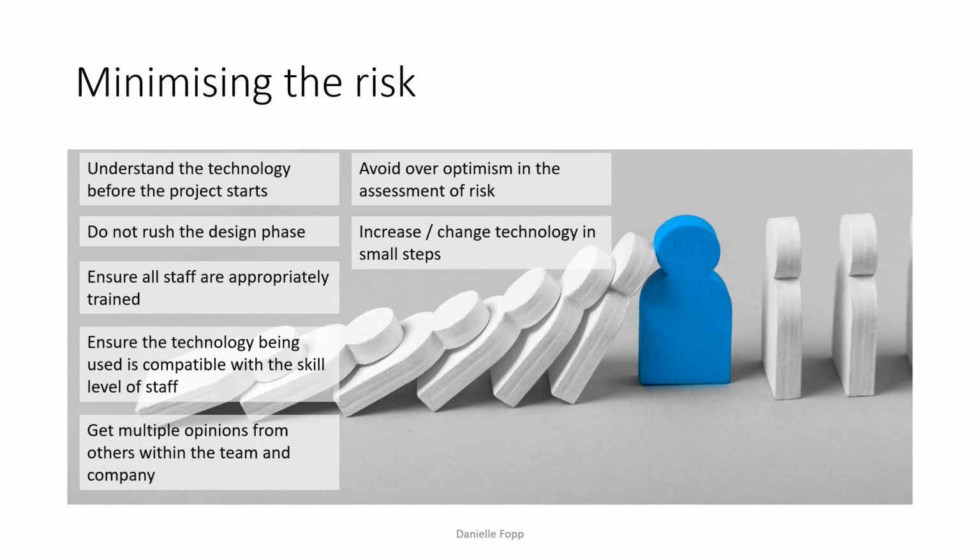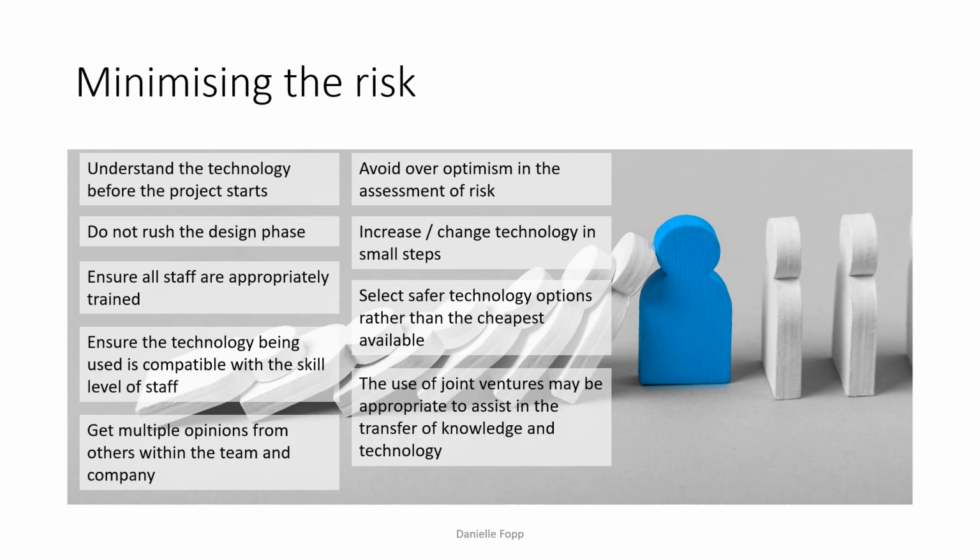We need to be aware that we need to increase or change technology in small steps, so baby steps, as I like to say. We want to go for safer technology rather than the cheapest available. We also need potentially to be recommending the use of joint ventures, if appropriate, to assist in the transfer of knowledge and technology. So joint ventures are a great way if you have one company that's great at one thing and another company that's great at another thing. They can come together and complete the project together.